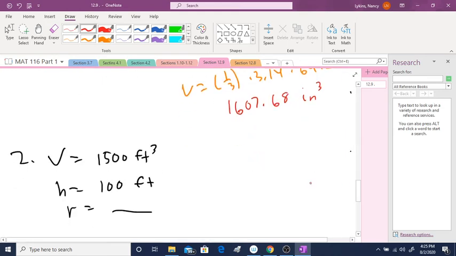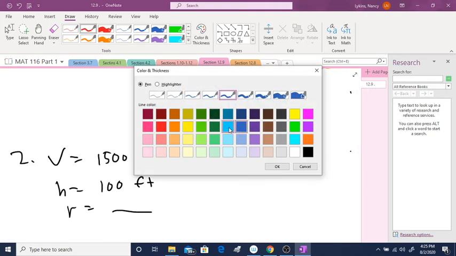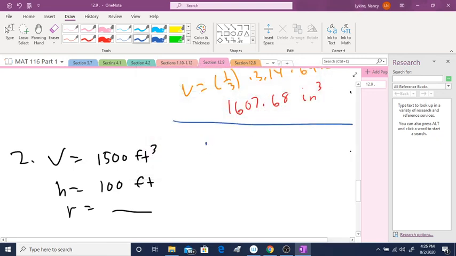What about if I give you the volume and the height and you have to find the radius? You still use that same formula. Volume equals 1/3 times 3.14 times radius squared times h. The volume we know is 1500 equals 1/3 times 3.14 radius squared times the height, which we know.